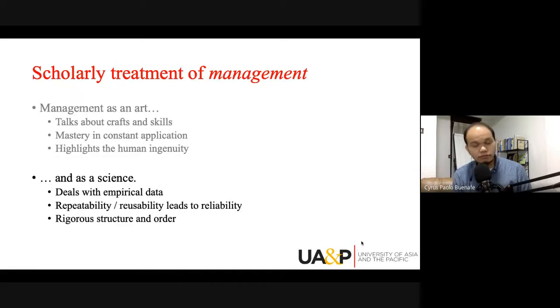Now, but we can also look at management as a science. Okay, in fact, there's a discipline called management sciences, and it highlights the fact that management can be treated scientifically. And what do we mean by management as a science? Here, management also deals with empirical data. It deals with facts. Okay, and that's true. Of course, every decision would have to be based on data, would have to be based on facts. And we're seeing a trend right now wherein a lot of people put unusual focus on data.